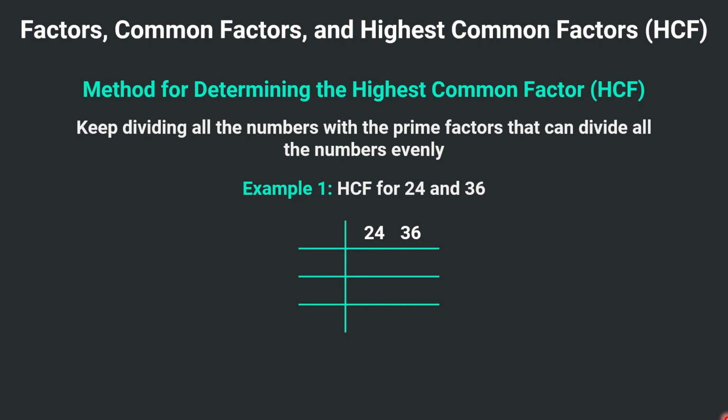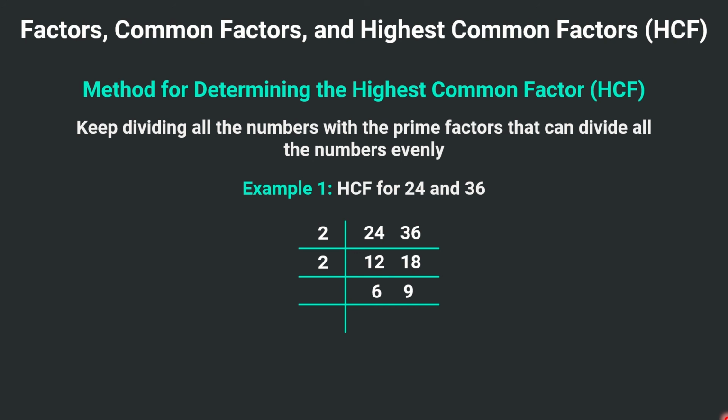So 24 and 36. Both are divisible by 2. Yes. So we will divide them by 2. So we will get 12, 18. Now still both of them are divisible by 2. So we will again divide them by 2. We will get 6 and 9. Now only 6 is divisible by 2 but 9 is not.